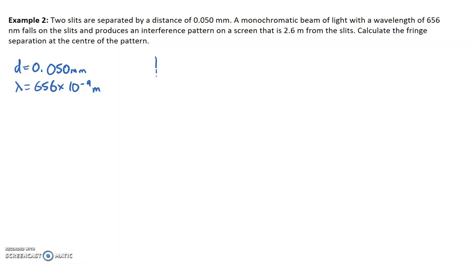So here are the slits. Again, this is exaggerated, obviously, because the distance from the screen is much bigger than the distance between the slits. So this is the d value here. This is the L value. And the L value is told to be 2.6 meters. Calculate the fringe separation at the center of the pattern. In other words, the distance from this fringe to the middle of the next fringe. So from here to here. That is delta y.